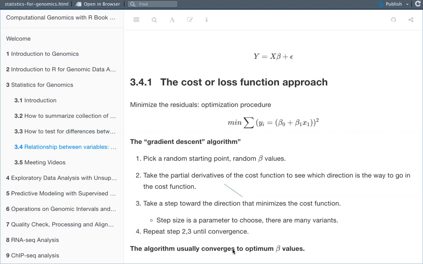And this happens with a derivation. You take the partial derivative of the cost function. So pick a random starting point, take a partial derivative, then take a step in the direction that minimizes the cost function, and repeat until convergence. This is the basis of the derivation. Okay, so let's go back.